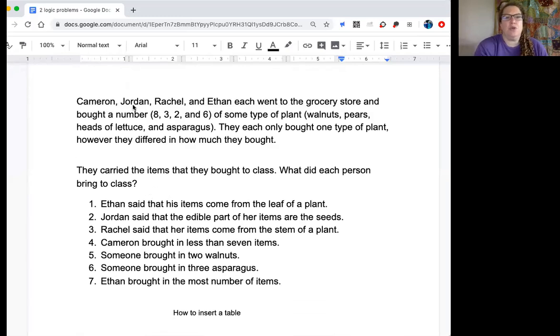Now we've got Cameron, Jordan, Rachel, and Ethan. Rachel, you seem to be popping up all over in these story problems. They went to the grocery store and bought a number of things, number of type of plants, and some kind of plant, and then also the actual thing, the actual vegetable or nut, right? So maybe that's 8 walnuts or 8 pears or 8 asparagus. So they each only bought one type of plant, and they each had differing numbers. So this is like a two-step process.